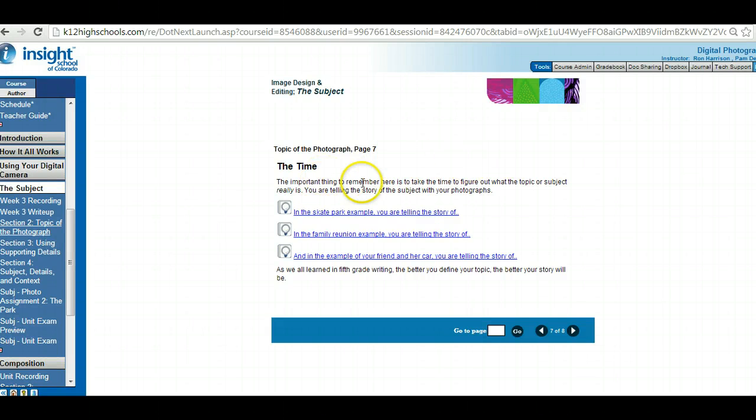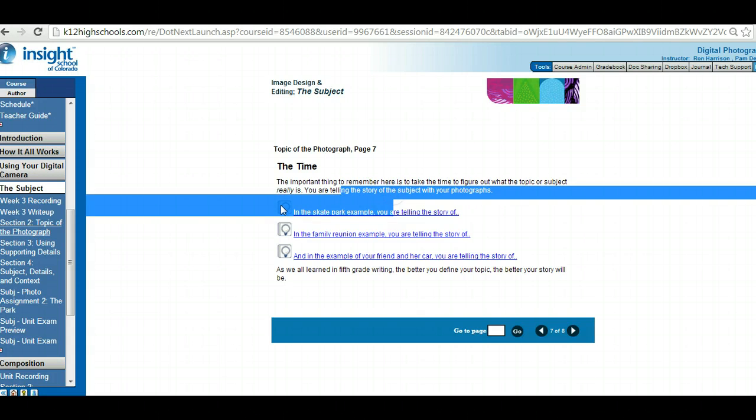So, the important thing to remember is to take your time to figure out what the topic or the subject is, because you're telling stories with your photographs.